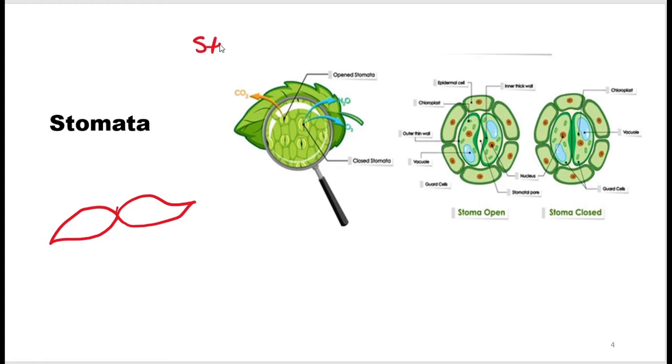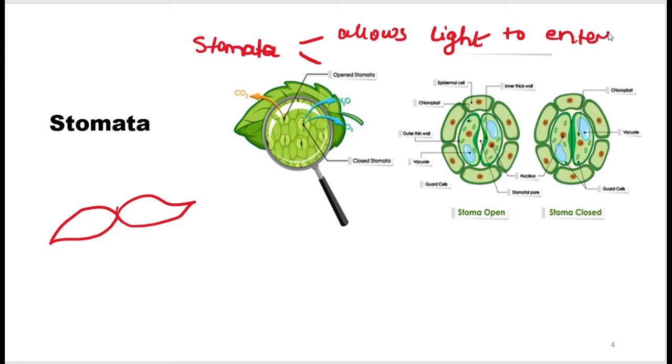So this stomata performs two functions. One, it allows light to enter, and the second function, it provides the gaseous exchange site. That means over here CO2 will enter, and after the completion of photosynthesis, O2 will be released out.